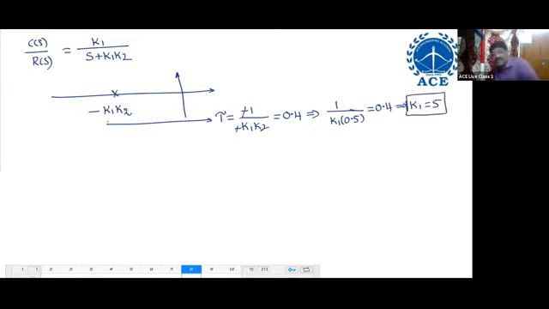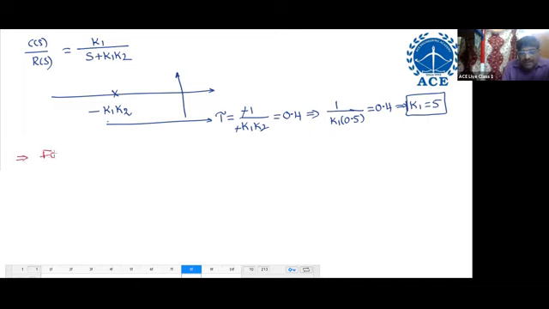So like this, you have to find K1 and K2, just by using the given data. Any question, try to use the given data, and automatically you will get the answer. Okay? I hope you got it, all of you. Next problem.